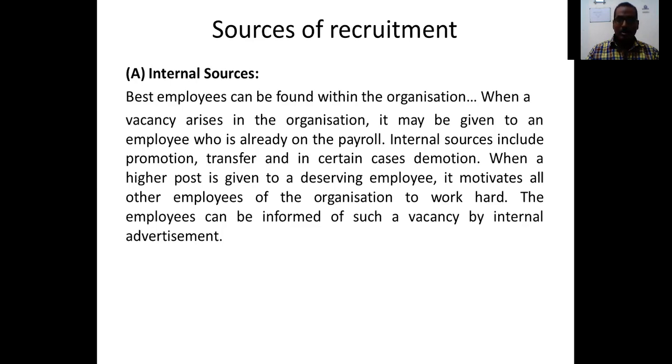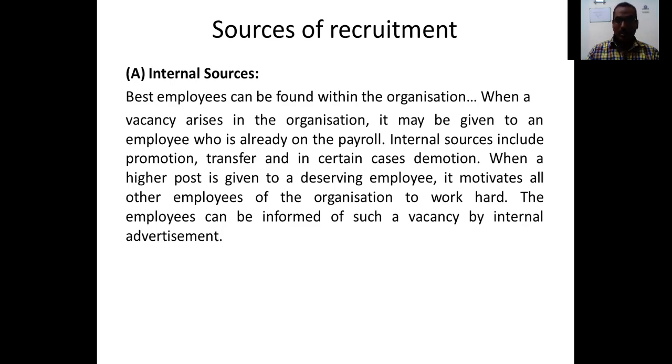When a higher post is given to a deserving employee, it motivates all other employees of the organization to work hard. So when a person is promoted in an organization, this is a source of motivation not only for that person but for the others who are working in the organization. So they will have an idea in their mind that, oh, if I work hard, I will also be promoted. Along with the promotion, there come other monetary and non-monetary benefits also. Power is also there.